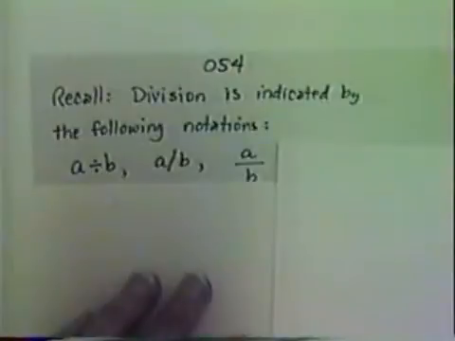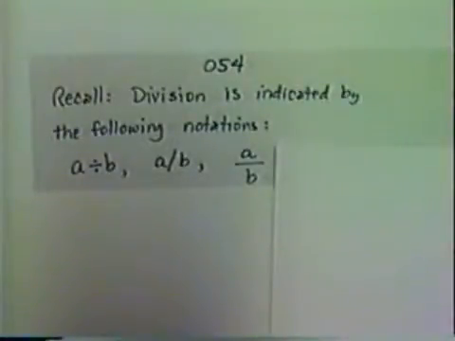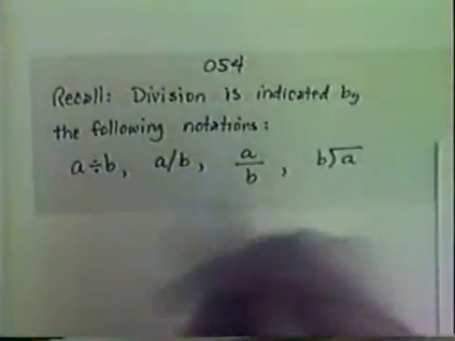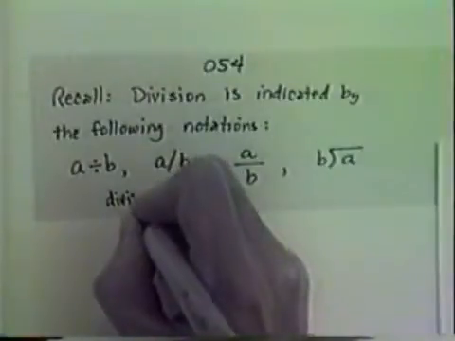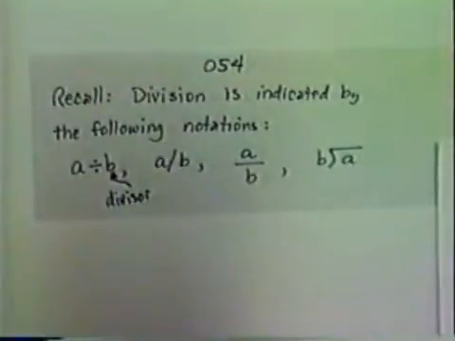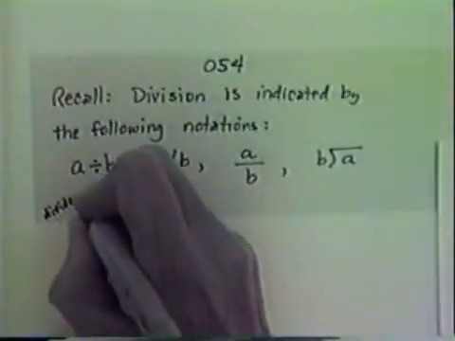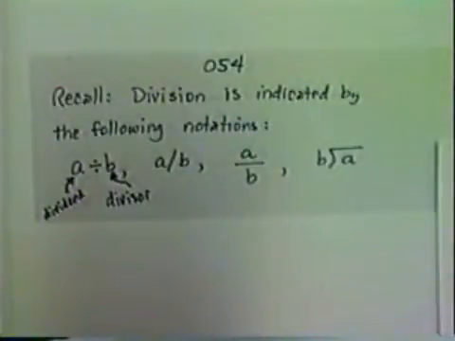Another form of division is A over B, which looks exactly like a fraction. And then the long division is written with B divided into A. The two pieces of a division problem are the divisor and the dividend. The divisor is B in every one of these. The dividend is A. Dividend A divided by divisor B.